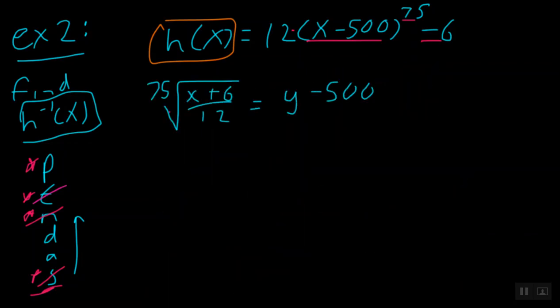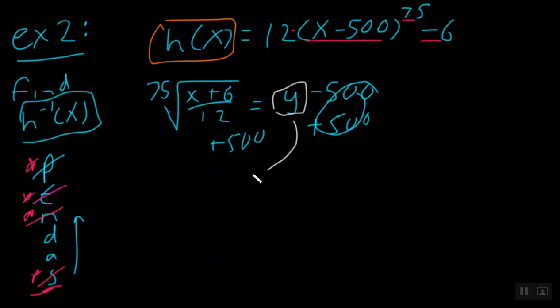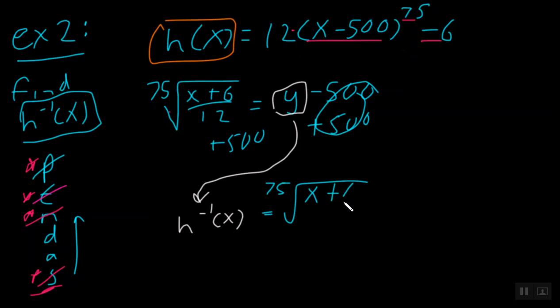Okay, and now we simply have to get rid of what was inside the parentheses. So how do you get rid of a minus 500? Well, of course, we will add 500 to both sides. Now remember my little trick. I like to take my y value. I'm going to rewrite it first, but this time I'll write it first as h inverse of x is equal to everything here on the left. The 75th root of x plus 6 over 12 plus 500.